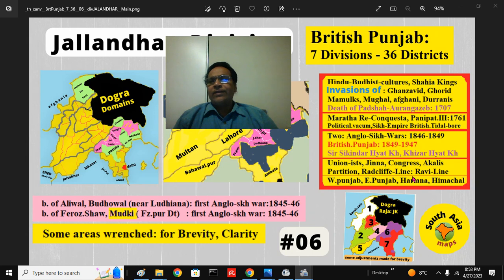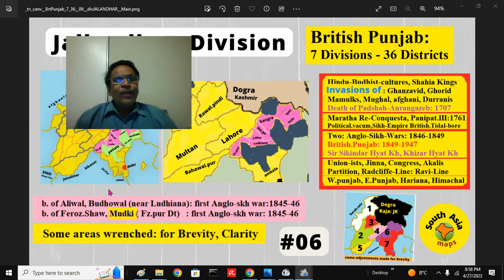Khizar Hayat Khan, the successor, couldn't control Jinnah and the large-scale rioting by Jinnah's followers. The Radcliffe Line, that is the Ravi line, the partition line, resulted in West Punjab and East Punjab. East Punjab later became bilingual Punjab, the union of PEPSU and all those things, with the Haryana area and the Himachal Pradesh area.